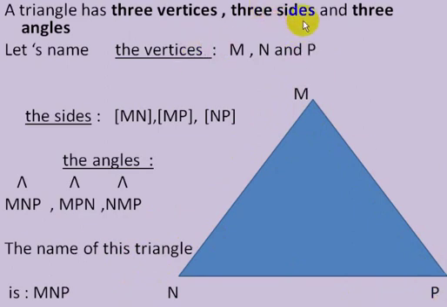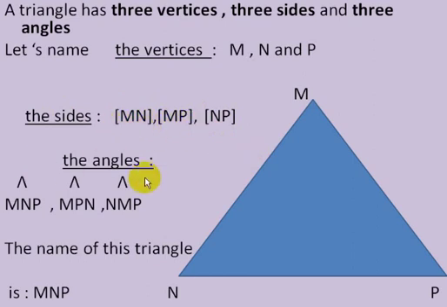Now what about the sides? As you know, the side is a segment. So the three sides are MN, the first side, NP is the second side, and PM is the third side, and they are segments. When we say segments, it means you have to put the brackets. That's the notation of a segment. Don't forget to put the brackets.